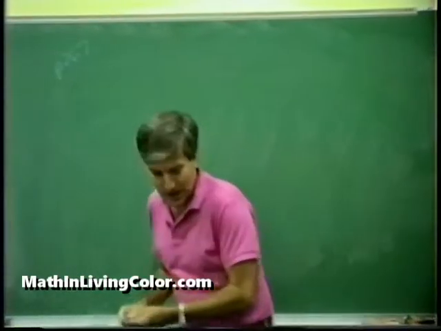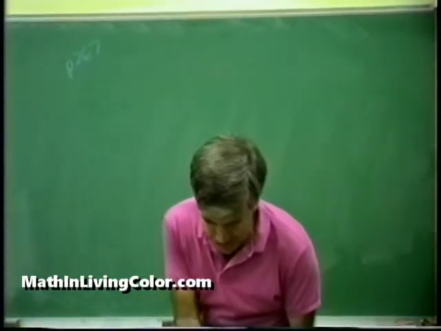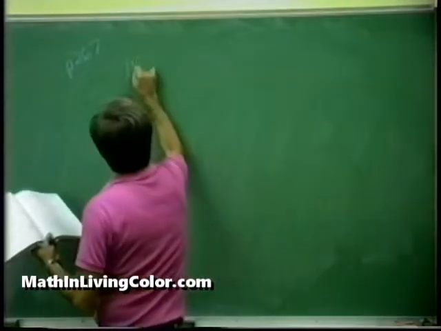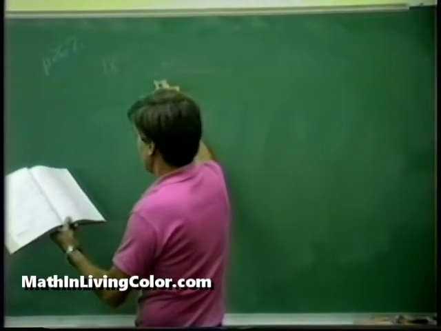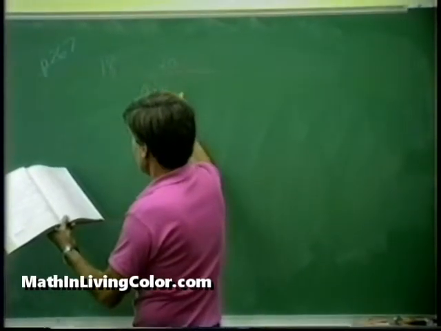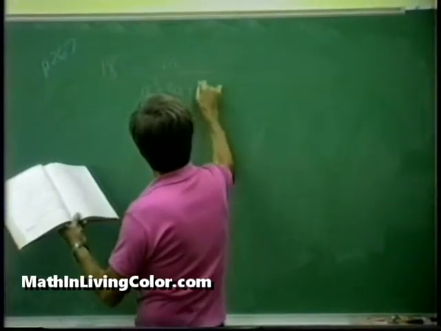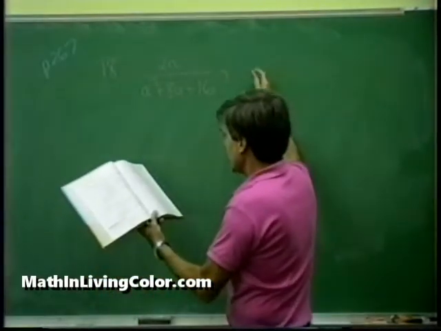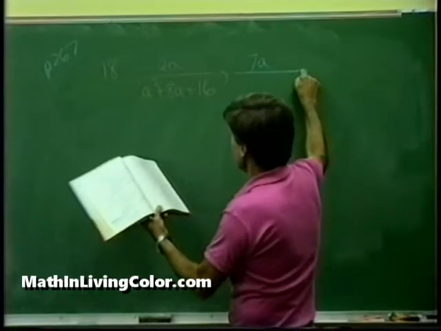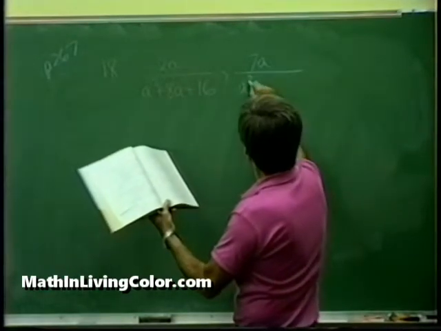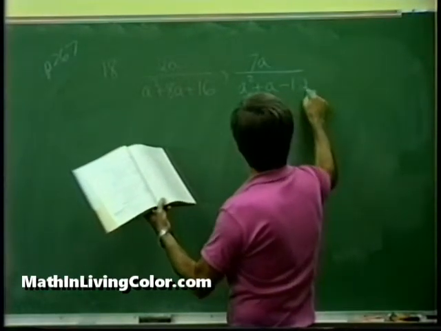Okay. All right, now one more in that list. The most important one of all, number 18. And the problem says 2a divided by a squared plus 8a plus 16. And the second fraction is 7a divided by a squared plus a minus 12.